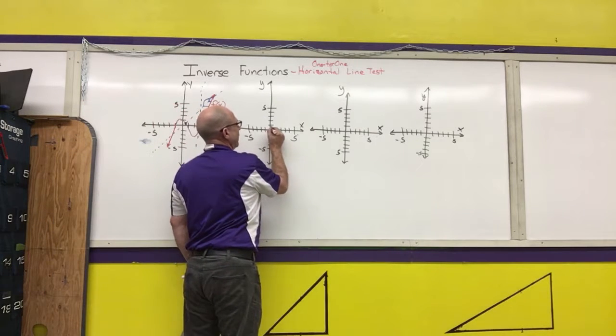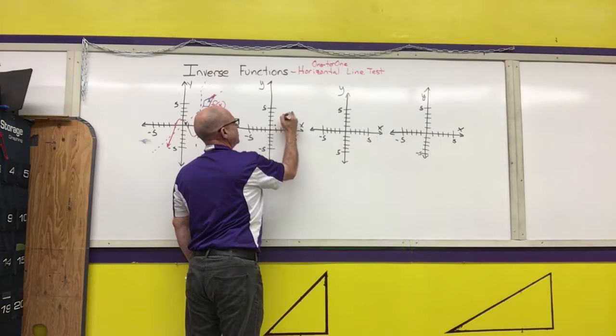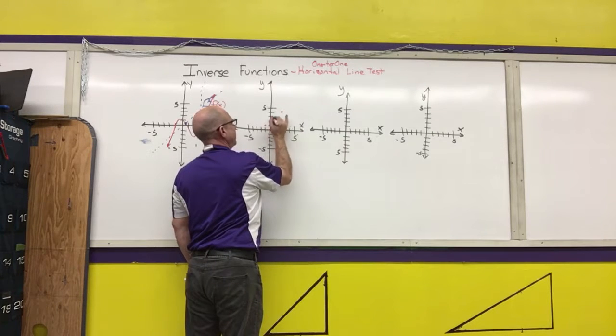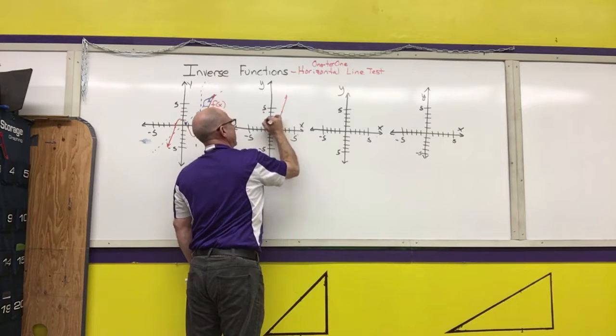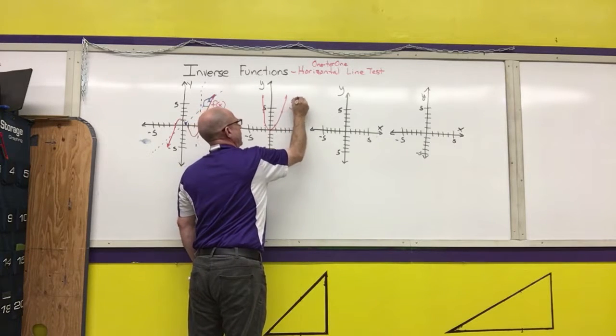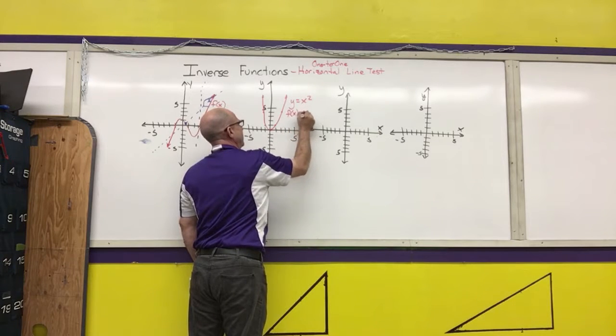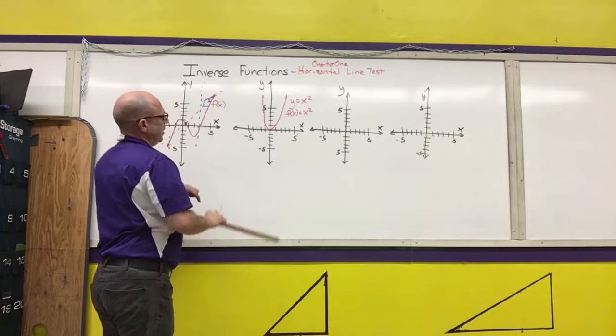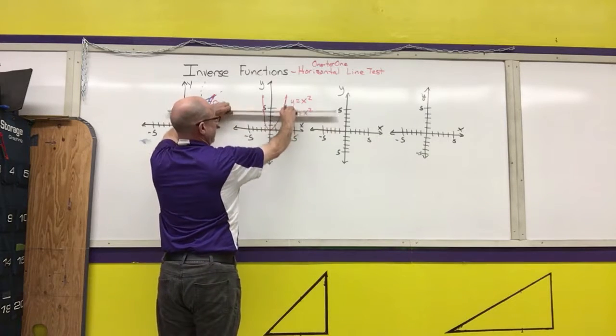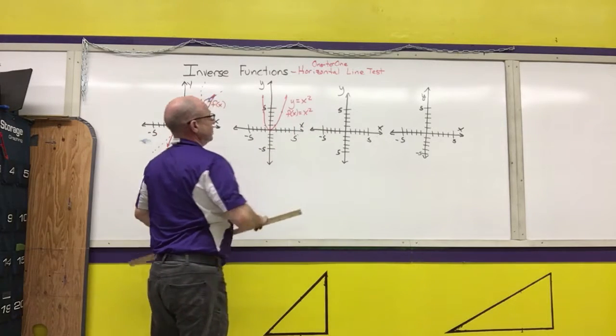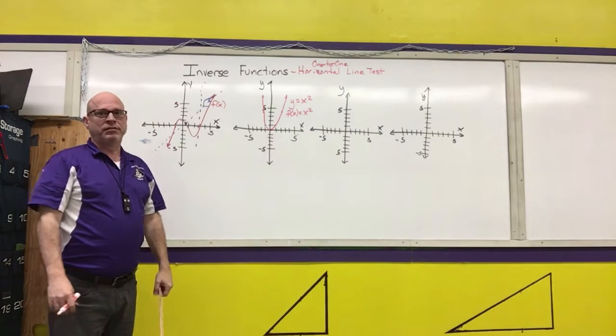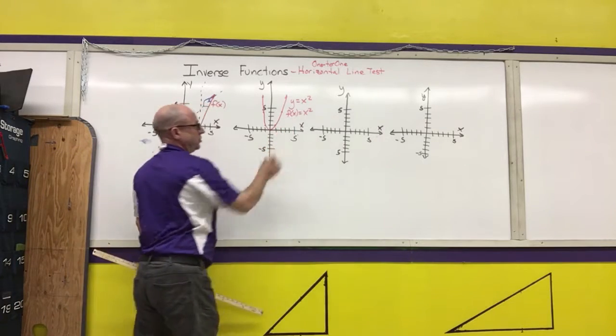So let's talk about our standard quadratic function, y equals x squared, or f of x equals x squared. And you should notice that it fails the horizontal line test. So there is no inverse function for the squaring function.